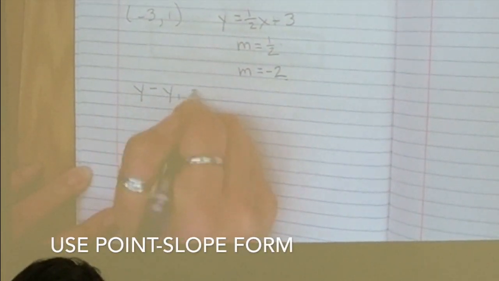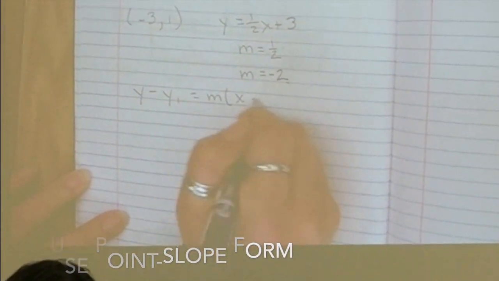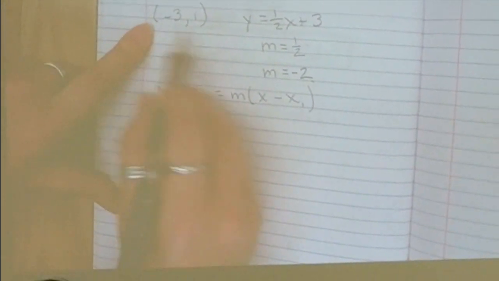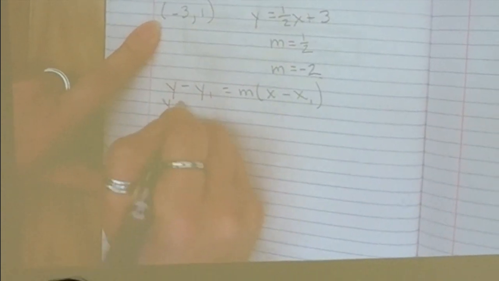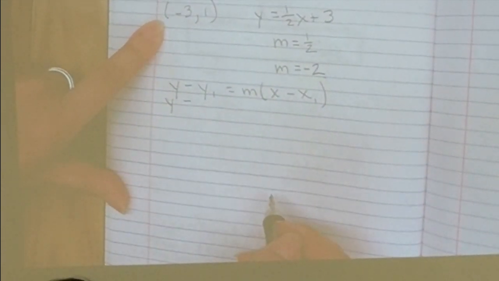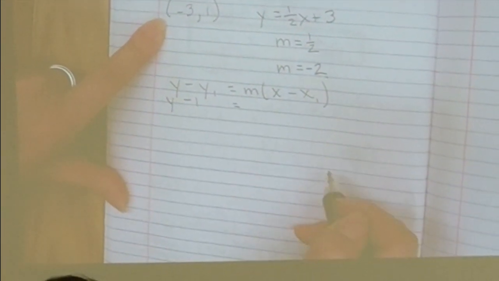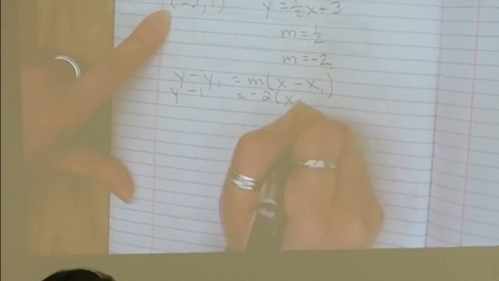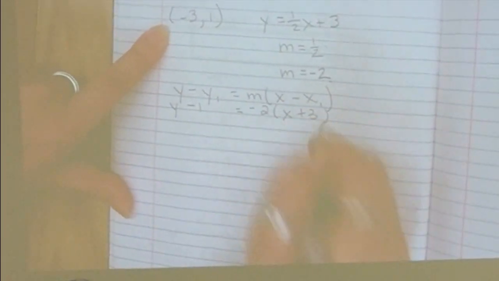Okay, we're going to do this using point-slope form. Y minus y1 equals m times x minus x1. Okay, here are my points. I'm going to plug them in. Y minus 1 equals, what's my new slope? -2 times x plus 3. Very good. All we're going to do is clean it up now.